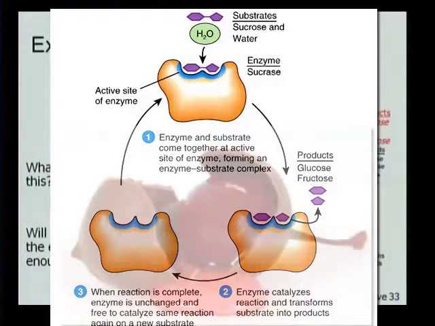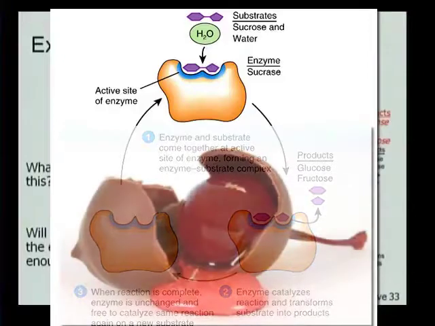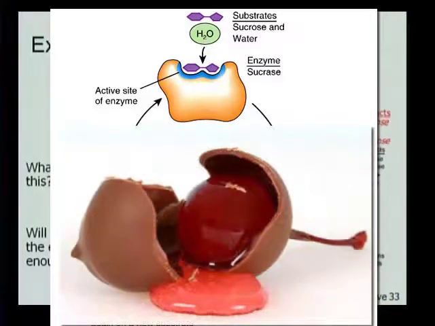This enzyme sucrase is actually the secret behind chocolate-covered cherries. If you like chocolate-covered cherries, you may have wondered how they get a liquid center into them. Well, the answer is that when they form them, the center is not liquid, the center is solid. The center is made up of sucrose molecules, which are solid at the temperature that the chocolates are made, but they've added in the enzyme sucrase along with the sucrose.